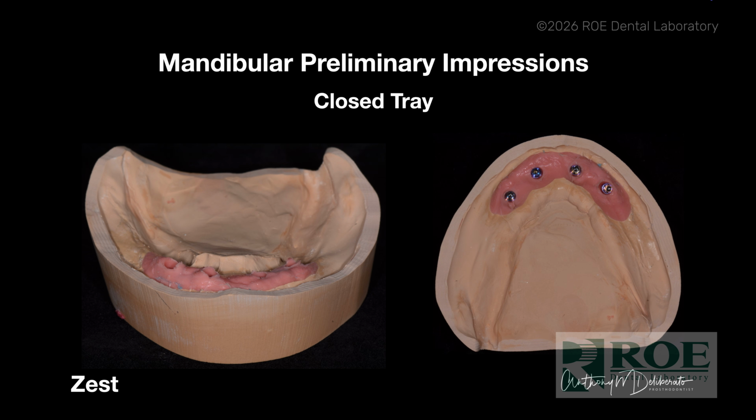Now, because ultimately we're going to pick up our processing housings on the model in the laboratory, we have to have a very highly accurate, verified master cast. And we know that with conventional closed tray impression copings, we don't really get the quality and the accuracy of the master cast. So this is used as a preliminary impression.